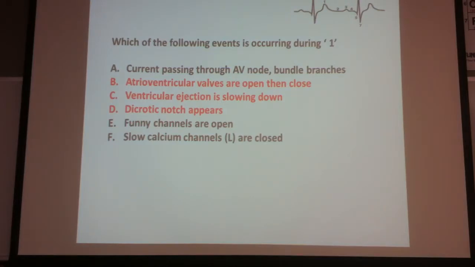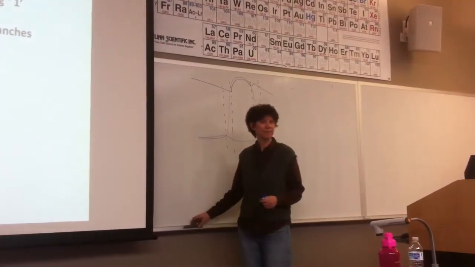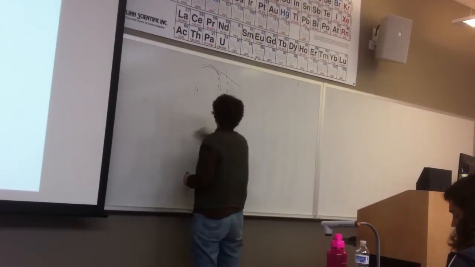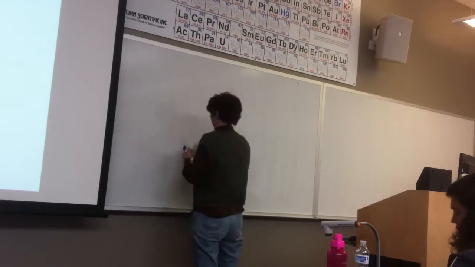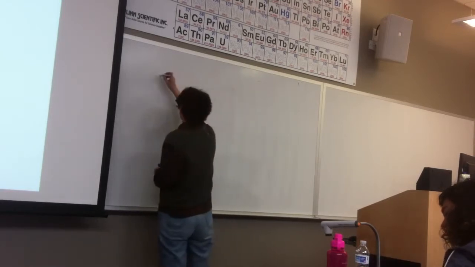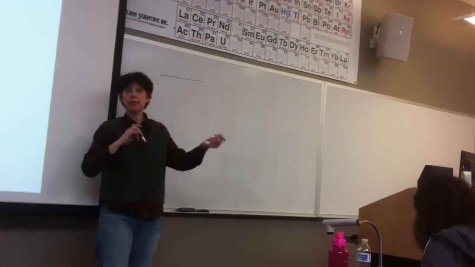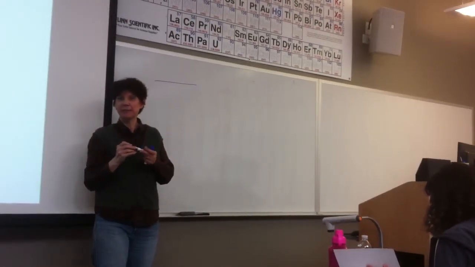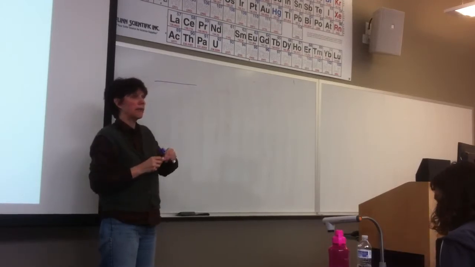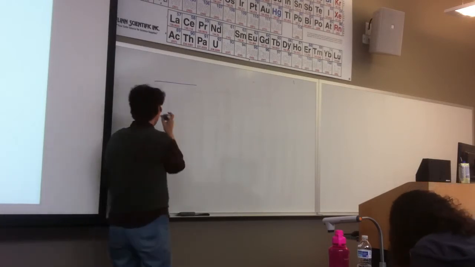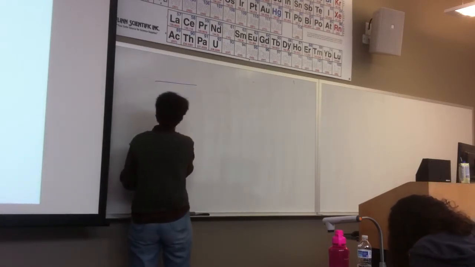So how do we relate funny channels? I've done this with you before, but let's do it again. How do we relate funny channels to our ECG? Let me draw the ECG up here. So here, nothing is happening in the heart, right? As far as atria or ventricles depolarizing. What are the autorhythmic cells in the SA node doing? They are depolarizing. So our funny channels are open here.